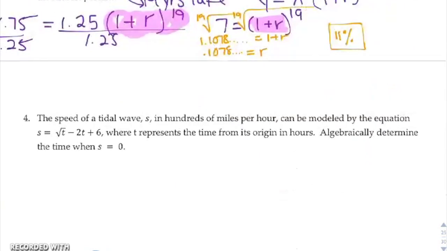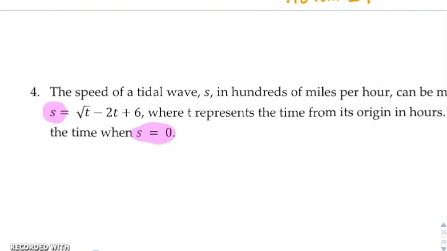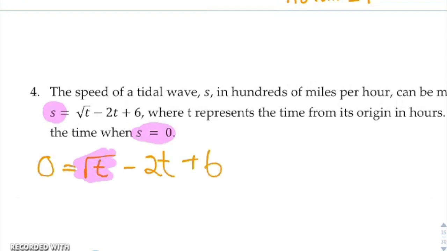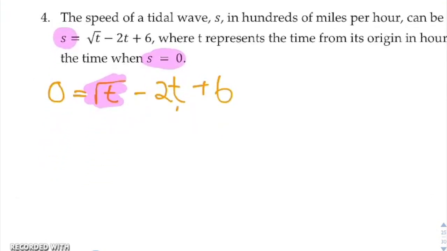All right, next one. The speed of a tidal wave S in hundreds of miles per hour can be modeled by this equation, where t represents the time from its origin in hours. Algebraically determine when S equals 0. So when S equals 0, I'm just going to put in S equals 0. So I will have 0 equals radical t minus 2t plus 6. And I see jumping out to me that this is a radical equation. So I'm going to start by getting the radical alone. So I'm going to add 2t to both sides and subtract 6 from both sides, and I will wind up with that.